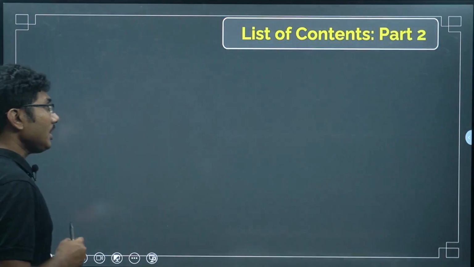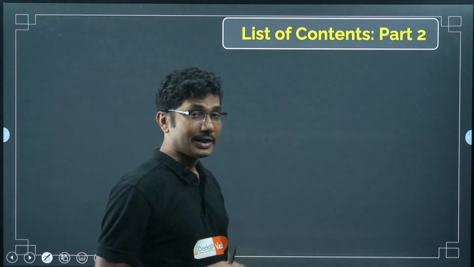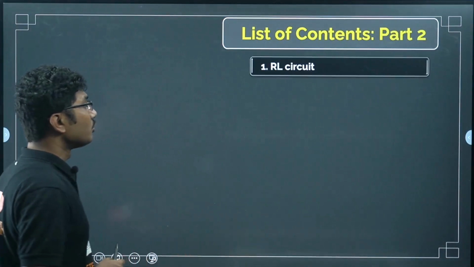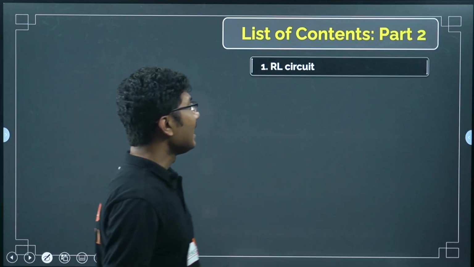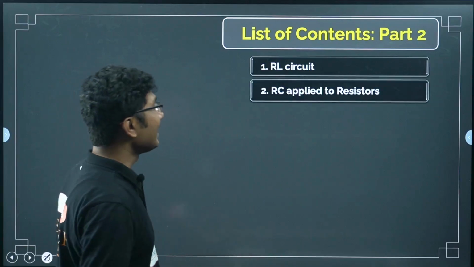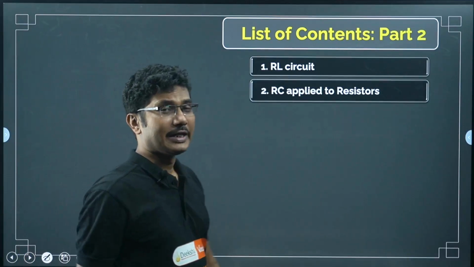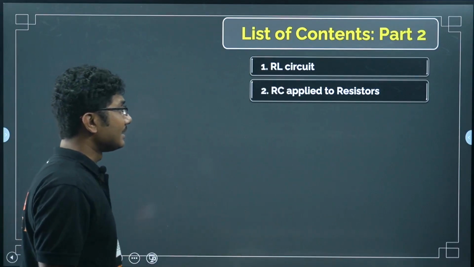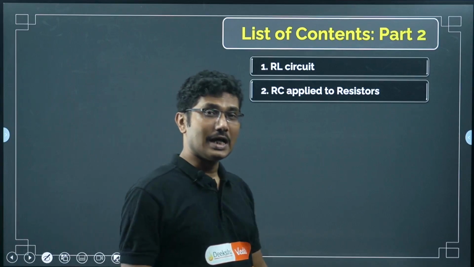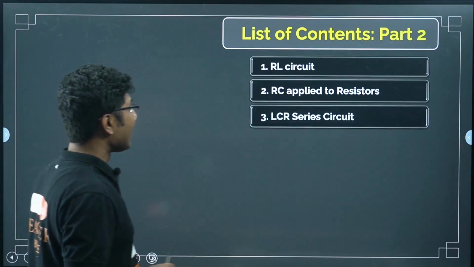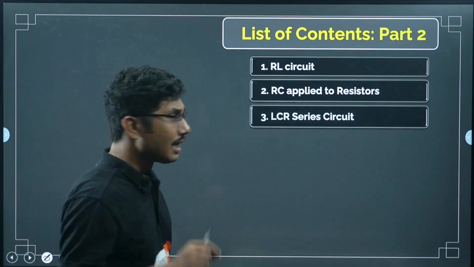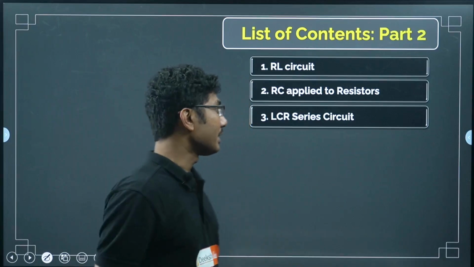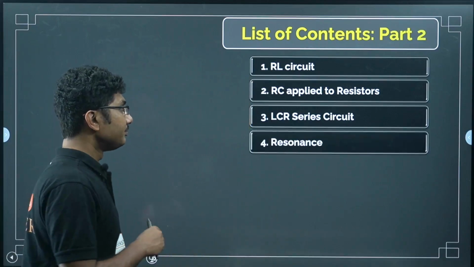Now let's look into the list of contents that we are going to discuss today. So we will start with RL circuit, then we will move to RC circuit. Some people, instead of calling it RL circuit, call it LR circuit. Both are fine. Similarly RC circuit is also called CR circuit. That is also fine. Next we will talk about LCR series circuit, the most important concept of this chapter.